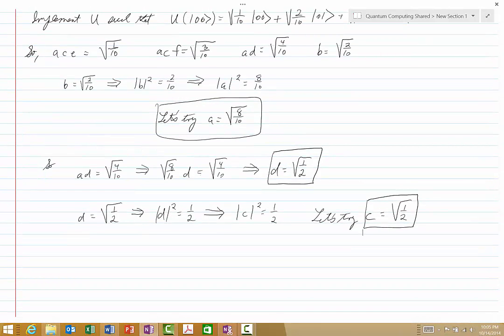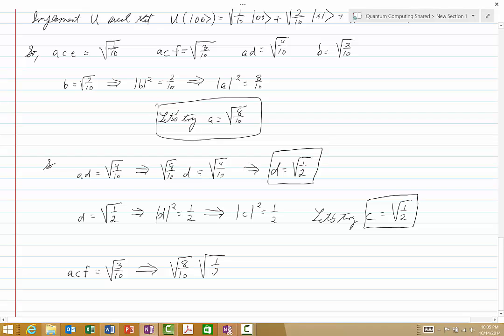And now if C is the square root of 1/2, then we have ACF equals square root of 3/10, which would then imply, using our value for A and our value for C, square root of 8/10 times the square root of 1/2 times F is equal to square root of 3/10, and that would imply that F is equal to, I believe, square root of 3/4. Yes.